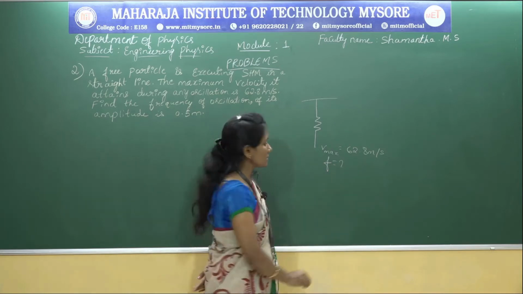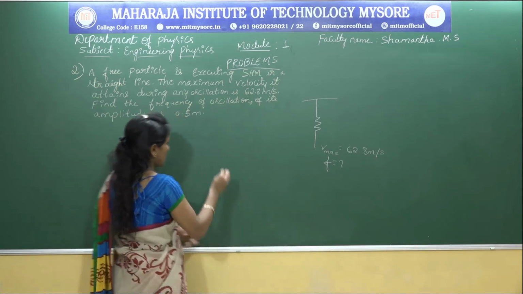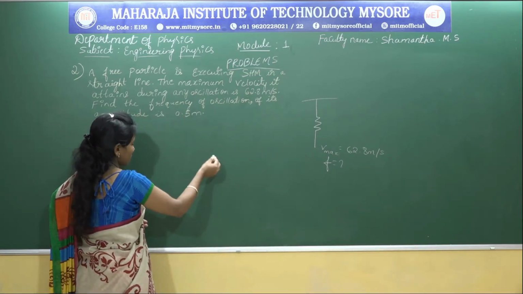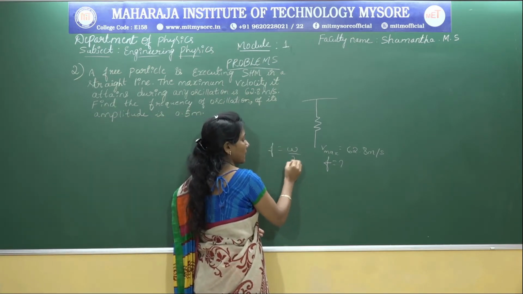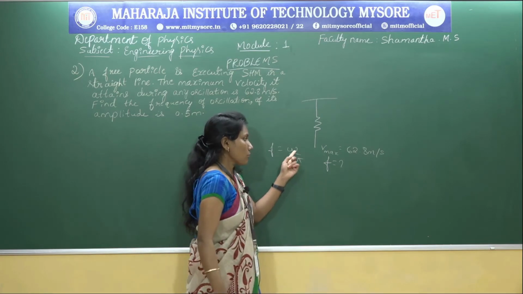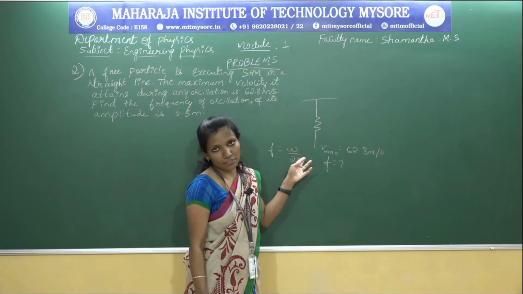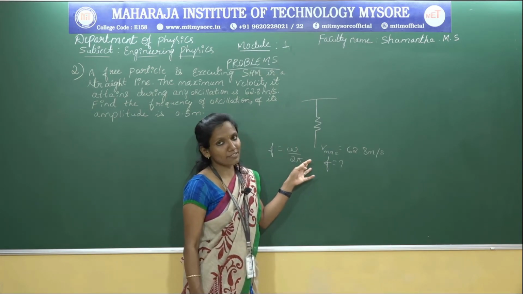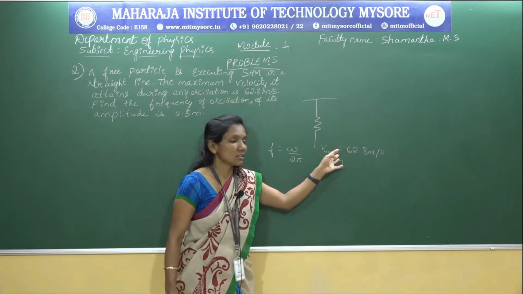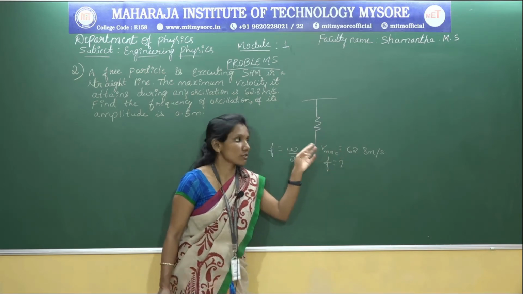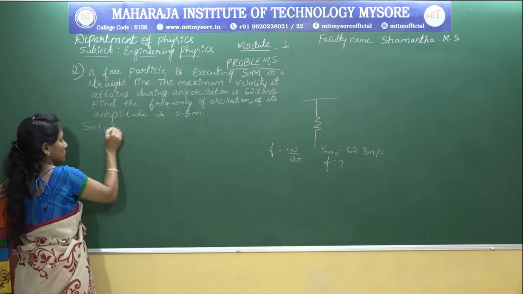To find the frequency, what is the formula we have? That is F is equal to omega by 2 pi, right. So omega, the angular frequency, is not given. So first we have to calculate the angular frequency. How can we calculate it? Because we have the maximum velocity value, we have to use the formula for maximum velocity.